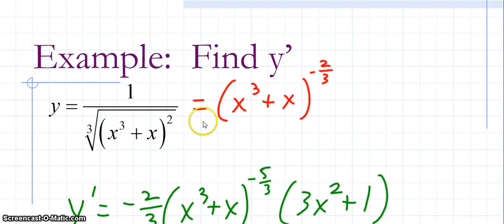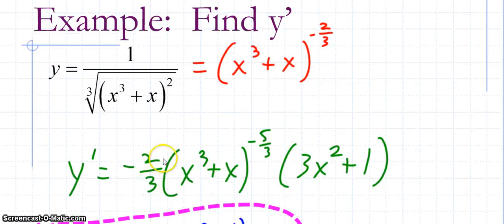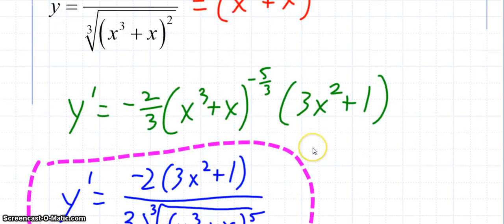Now we just do our chain rule. Bring down the 2/3, x cubed plus x, subtract 1, so that's negative 5/3, times the derivative of the inside. There we go. That's it.